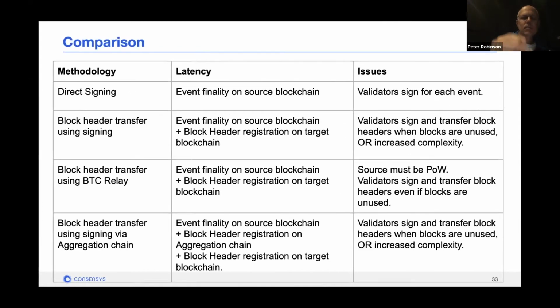So having a look at it, you've got these different methodologies, and I think probably for most systems, the basic direct signing is actually the way to go. It means that the validators are signing each event, but it does mean that the users are paying for it. And as well, it will reduce the actual latency required, which is important.